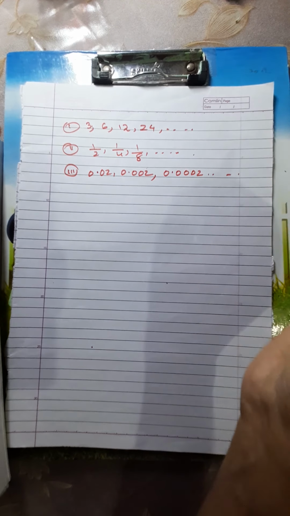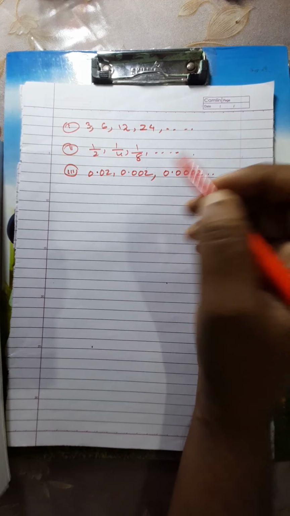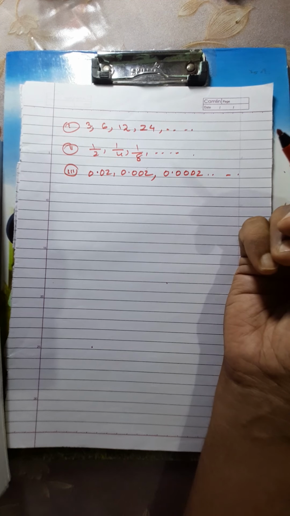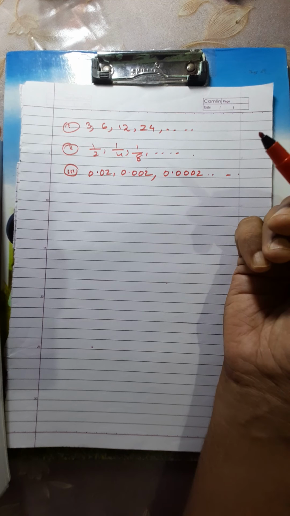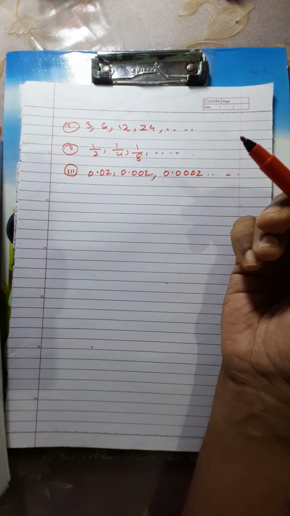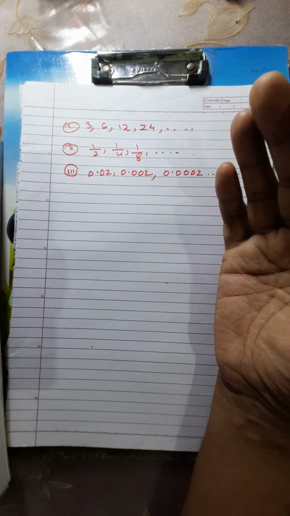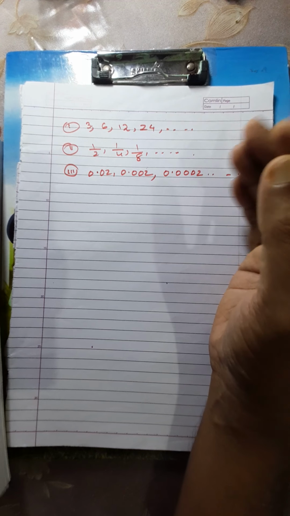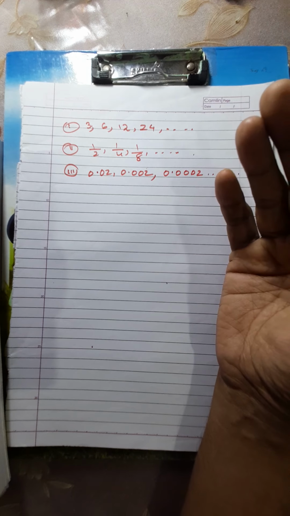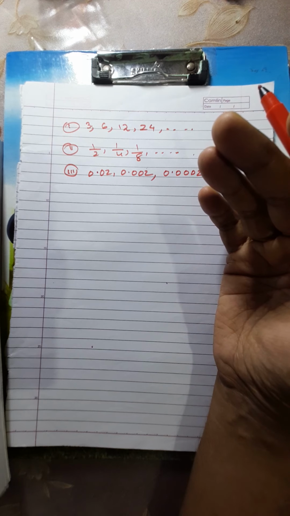Now what type of sequences are these? We already discussed the arithmetic progression. The concept of the arithmetic progression, I think all of you have clear. What is the special characteristic of arithmetic progression?